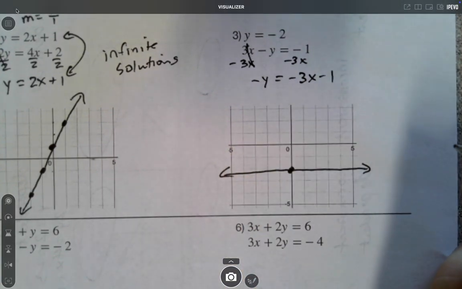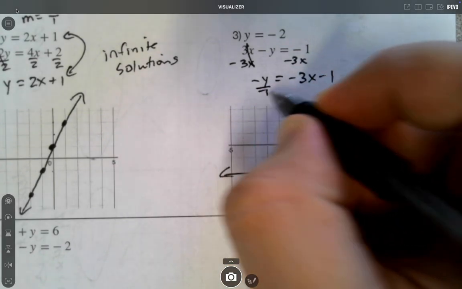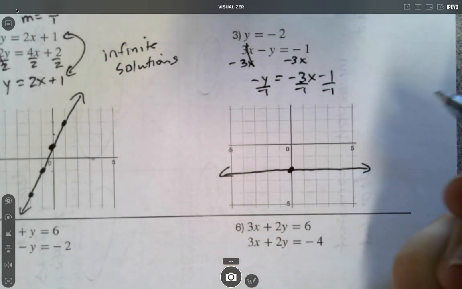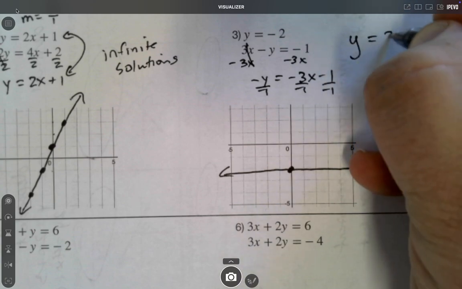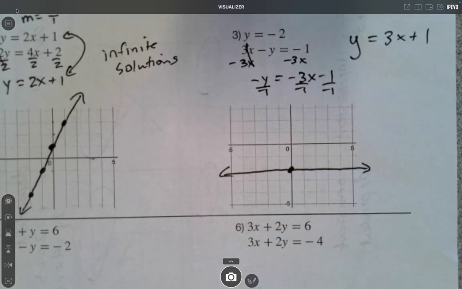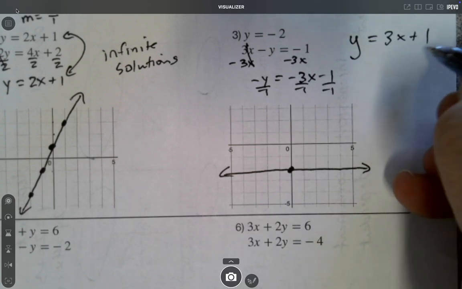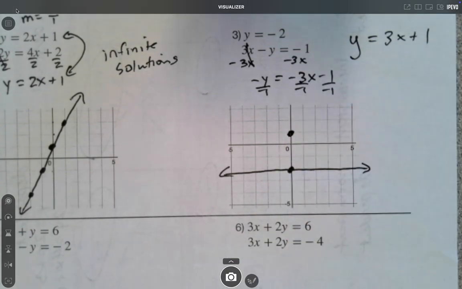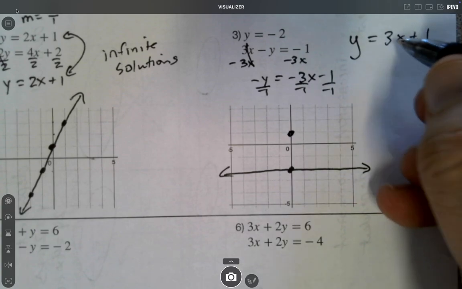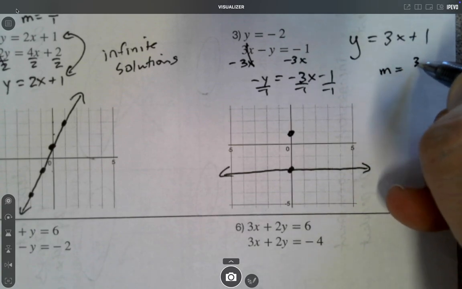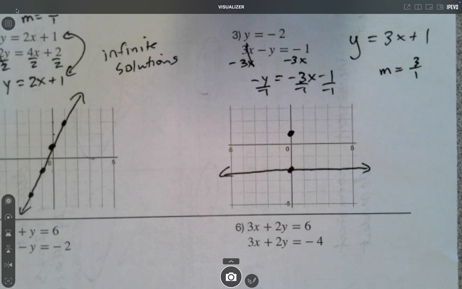Then I can't have a negative y, so I have to divide all three pieces by -1, which makes everything positive, making it y equals 3x plus 1. So my y-intercept is plus 1, so I put a point at +1. My slope is 3, and I can write that as a fraction by writing 3 over 1.